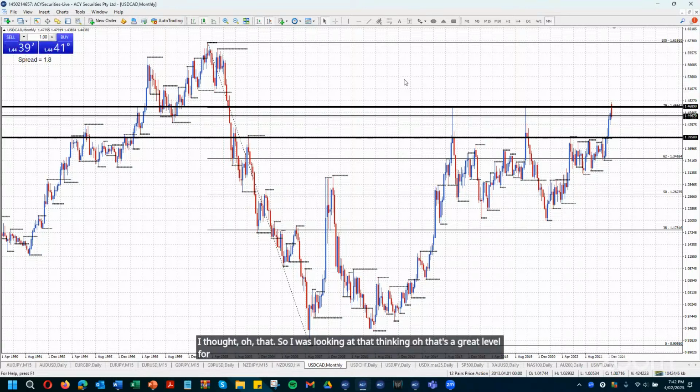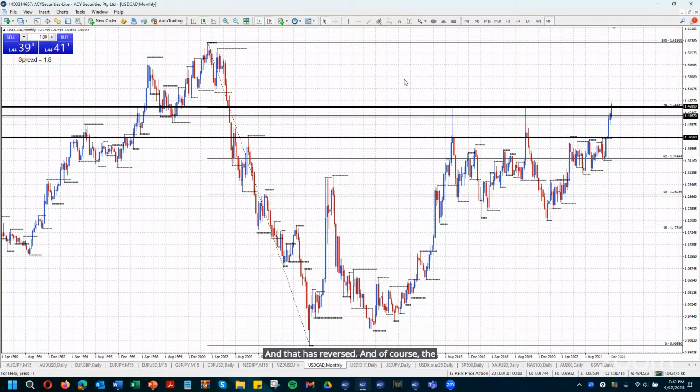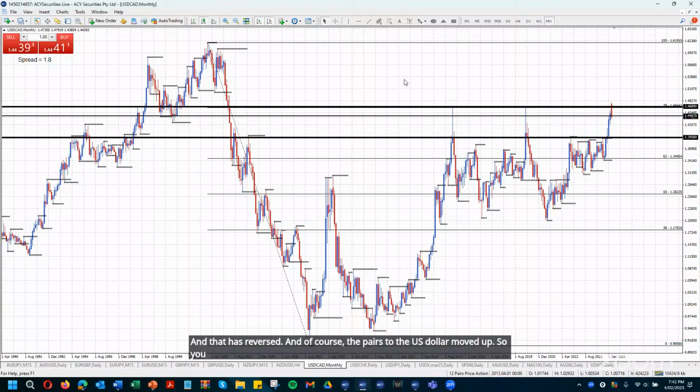So I was looking at that thinking, oh, that's a great level for a reversal. Now, if that was to reverse, pairs to the US dollar would do the opposite. And that has reversed, and of course, the pairs to the US dollar have moved up. So you see, you have that correlation. And this is that major structural area on the chart historically. So this could be a triple top, much like the triple bottom on the New Zealand dollar. We'll have to wait and see how things play out.